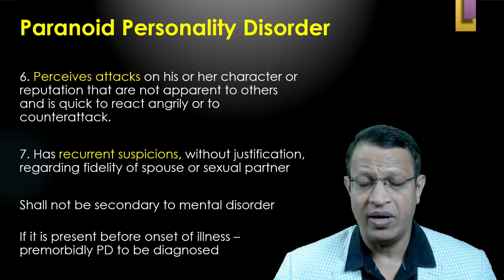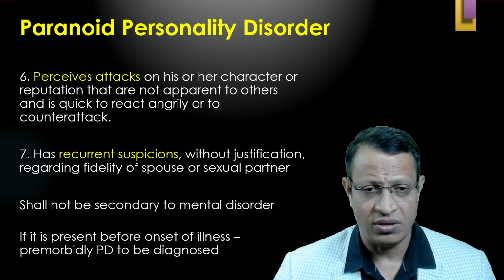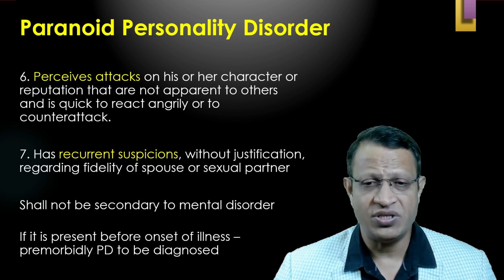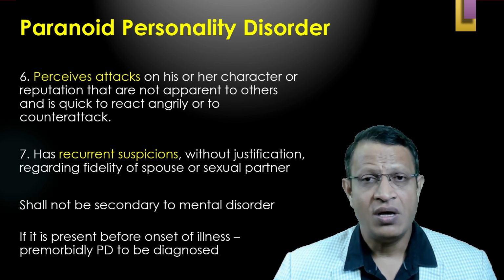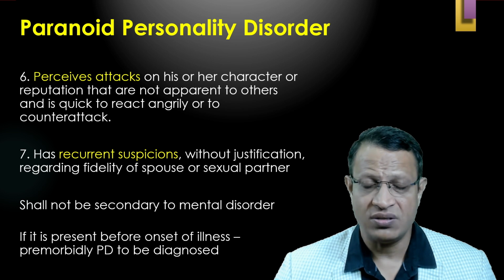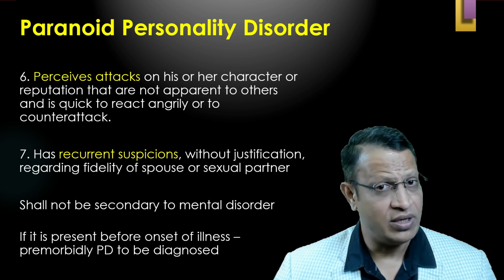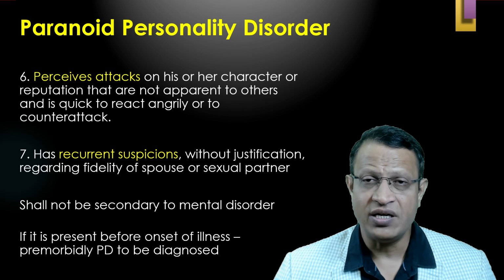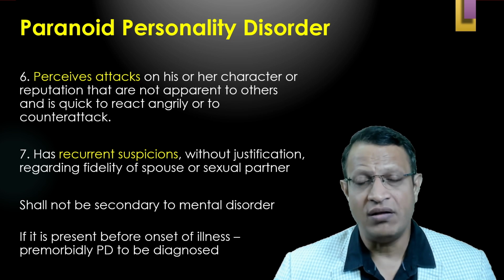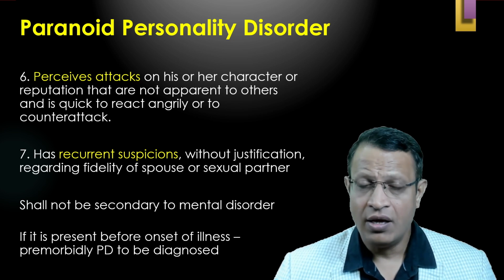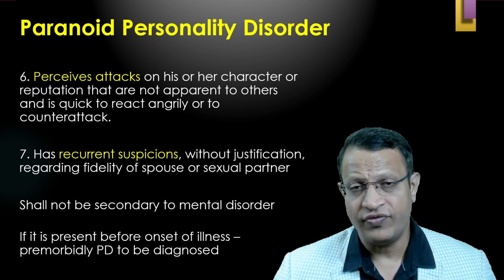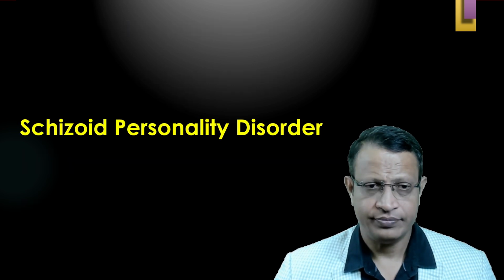They will quickly become angry and react to the situation. They have recurrent suspiciousness without justification regarding the fidelity of the spouse or partner. And these paranoid personality symptoms shall not be secondary to any mental disorder, and should be present before the onset of any illness like schizophrenia. Then comorbid personality disorder with schizophrenia can be diagnosed.